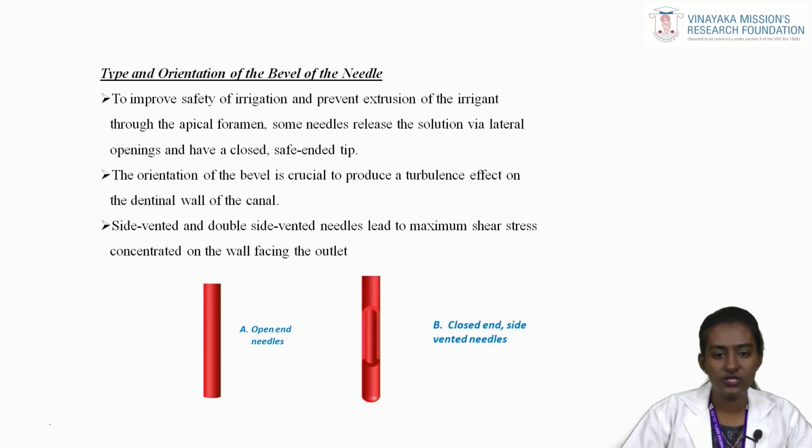The type and orientation of the bevel of the needle is very important for the safety of the irrigation and to prevent the extrusion of the irrigant through the apical foramen. It is basically found that the side-vented, or double side-vented, needles have the least maximum shear stress concentrated on the wall facing the outlet.